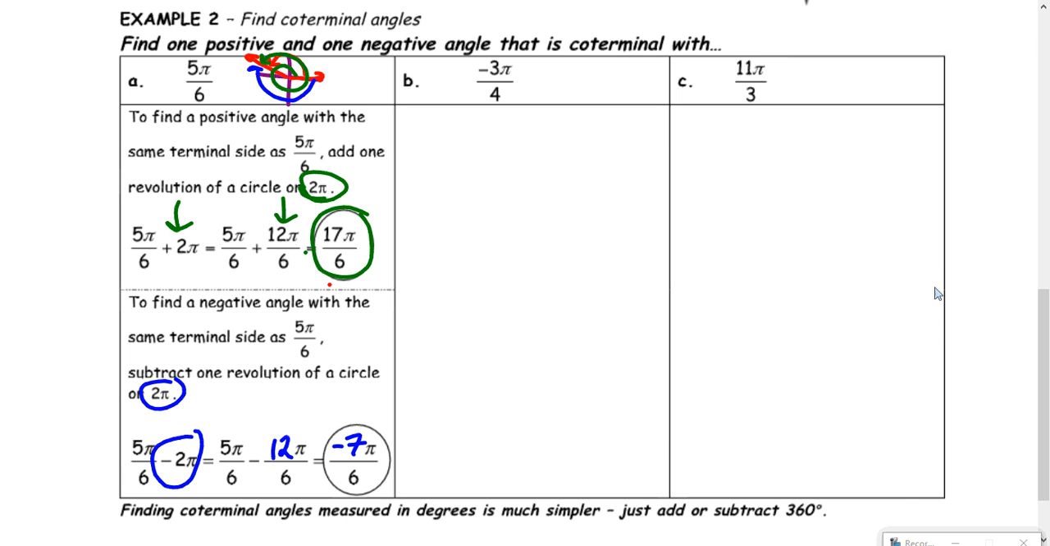Okay, so if we want to find coterminal angles, we're going to add or subtract 2 pi to our theta, and that will give us coterminal angles, because 2 pi is a full rotation, so it would start and stop in the same spot. If I'm in degrees, I'm just going to add or subtract 360, and that's going to put me in the same spot. So go ahead and pause the video while you try B and C.